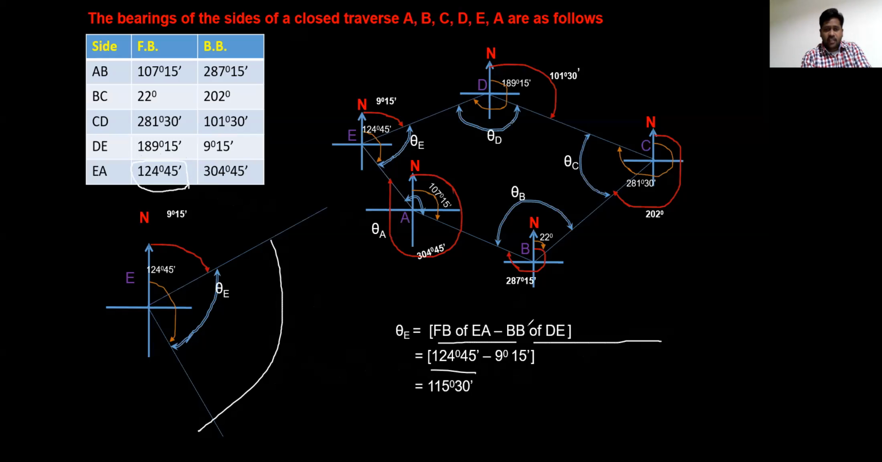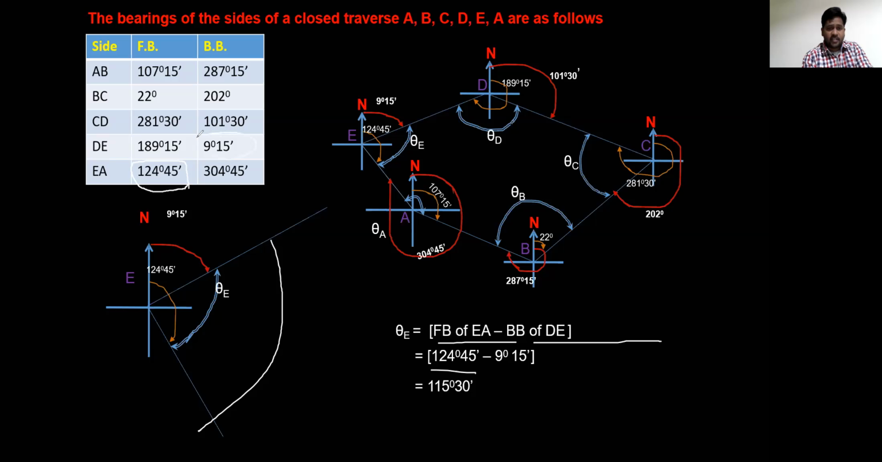The back bearing of DE, how much? The back bearing of DE is 9 degrees 15 minutes. If you subtract the forebearing of EA minus the back bearing of DE, that is 124 degrees 45 minutes minus 9 degrees 15 minutes, that will give you 115 degrees 30 minutes. Your interior angle at station E is 115 degrees 30 minutes.